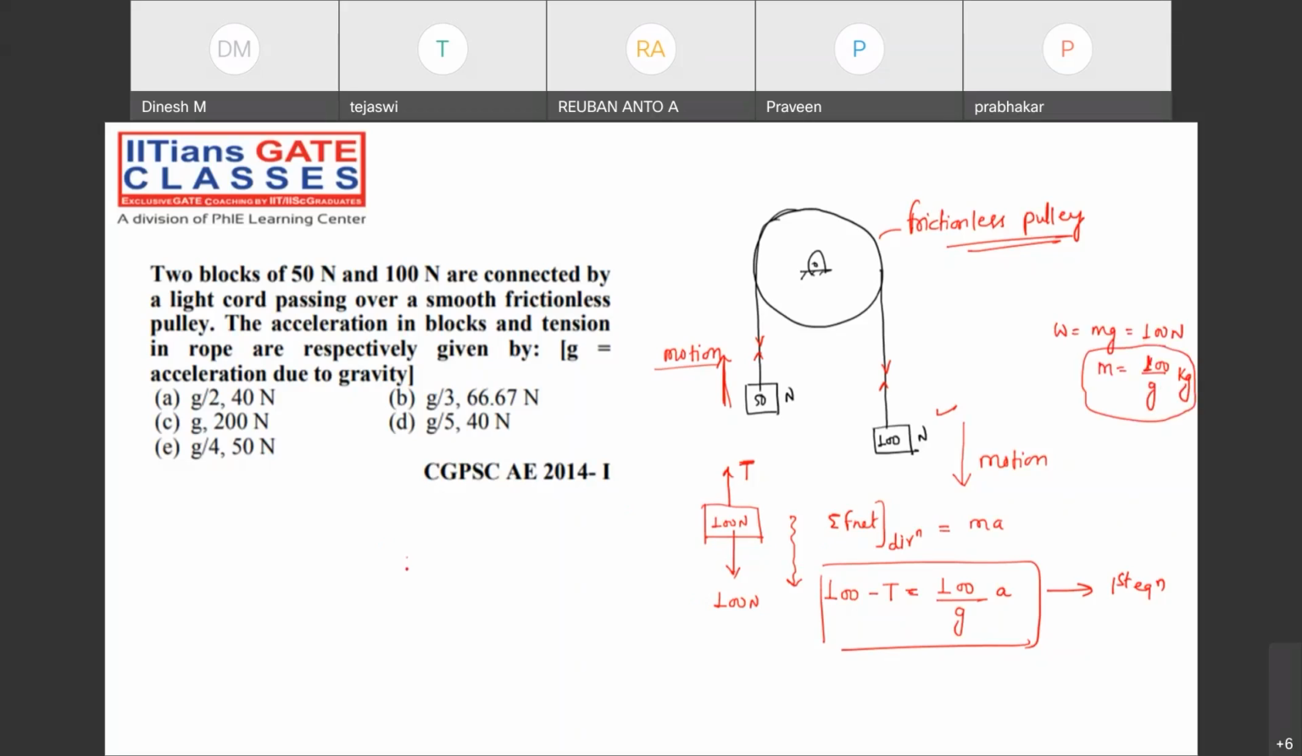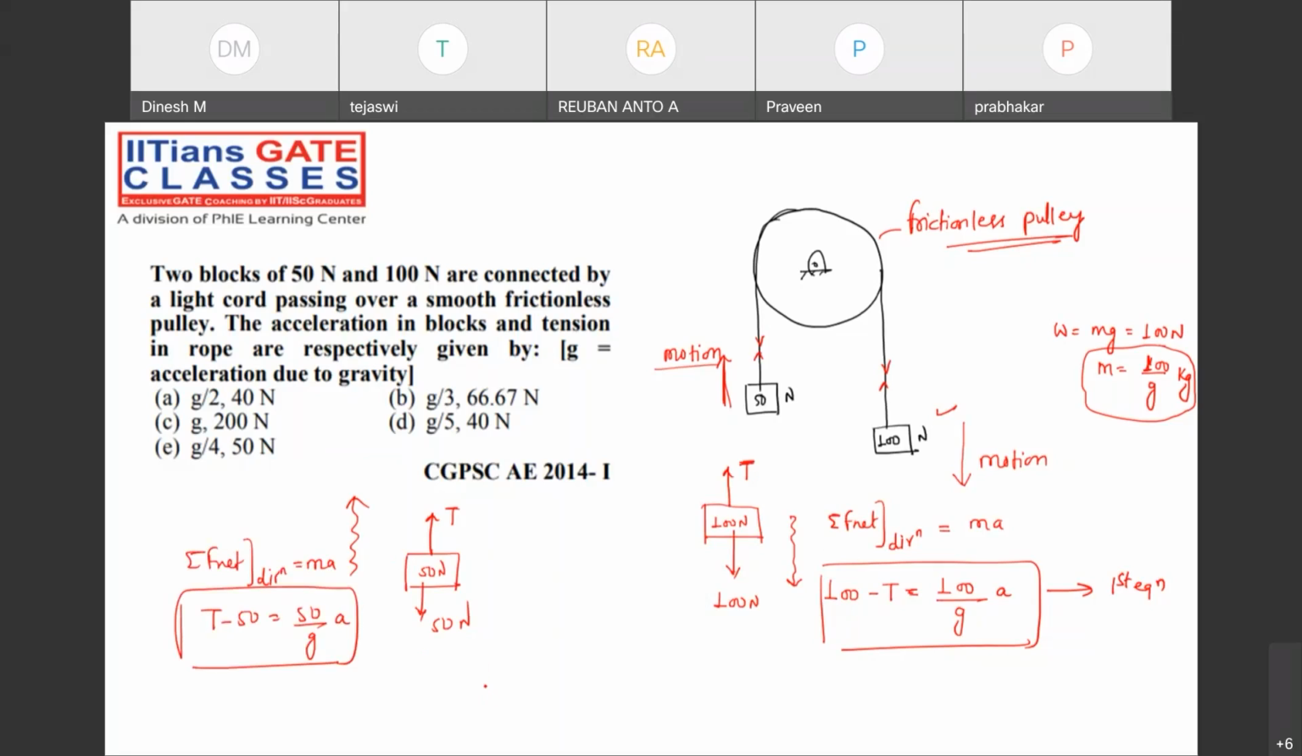I got it. Now apply the free body diagram for the 50 Newton block. It is moving in the upward direction. The weight is acting in the downward direction, and the tension is acting in the upward direction. Apply Newton's second law. The net force in the direction of motion must be equal to mass into acceleration. So T minus 50 will be 50 by g into a. Check it out. Please check it out.